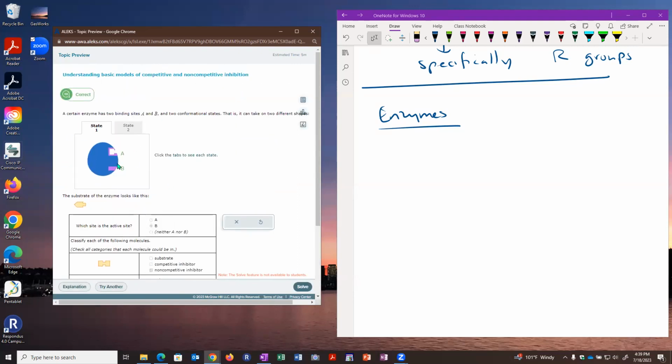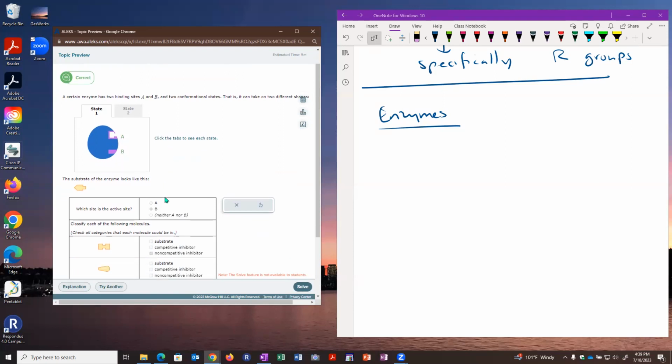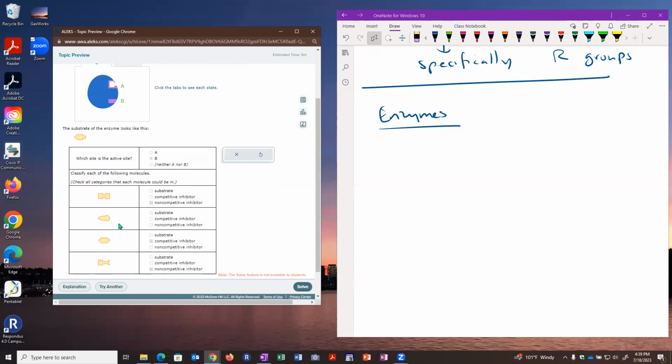So as you go through these, you want to look at the shapes of the active site, the shapes of the substrate, and of the other molecules that are shown to see whether they can actually bind to either of the sites on the enzyme molecule.